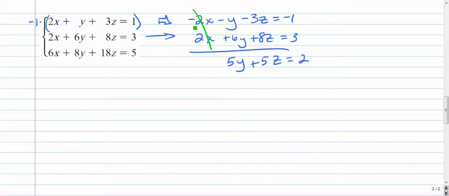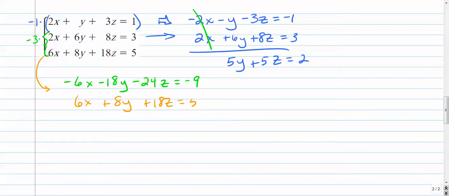Again, we started with the elimination of x in our first step, so our second step should be the same thing. Take the bottom two, try to eliminate the x's, so multiply the top one by negative 3. Here we go, negative 6x minus 18y minus 24z equals negative 9. Bottom one, just rewrite. 6x plus 8y plus 18z equals 5. Cancel. Negative 10y minus 6z equals negative 4.